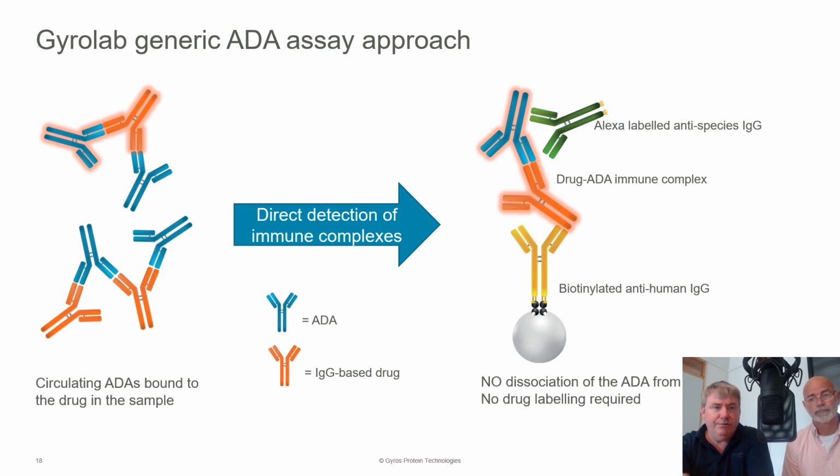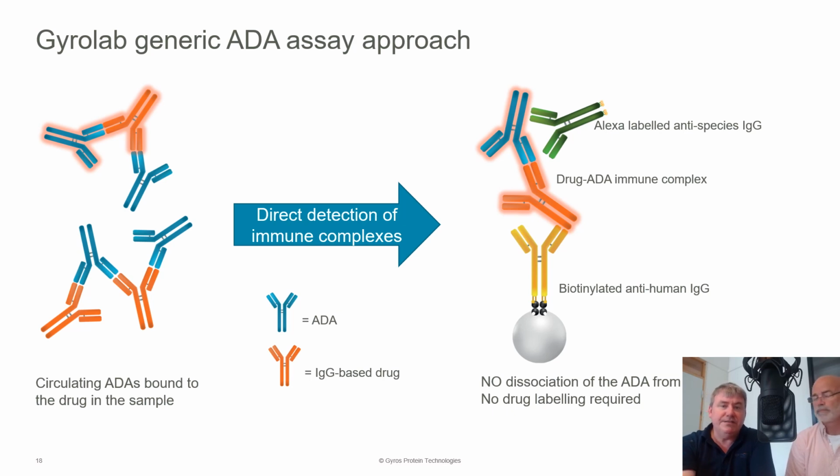So you have your circulating ADA, which is bound to the drug in the sample. We know that the drug in general has a very long half-life, so you get the drug complex being there for quite a long time through the profile of the PK. And then in terms of detection, the antibody drug complex is captured using anti-human IgG, and then you detect using an anti-species antibody, to detect, for example, the monkey antibody that binds to the human drug.